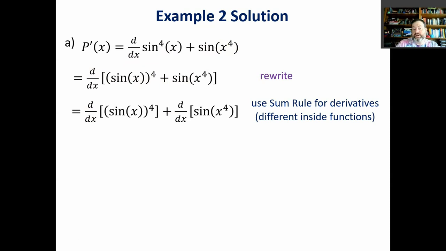You don't have to do this. We know that the sum rule is there, so it's not like a required step. But there are different inside functions, which means you're going to use the chain rule twice. Once for the first bit and once for the second bit. If you just write it like this, you might forget to use the chain rule twice.